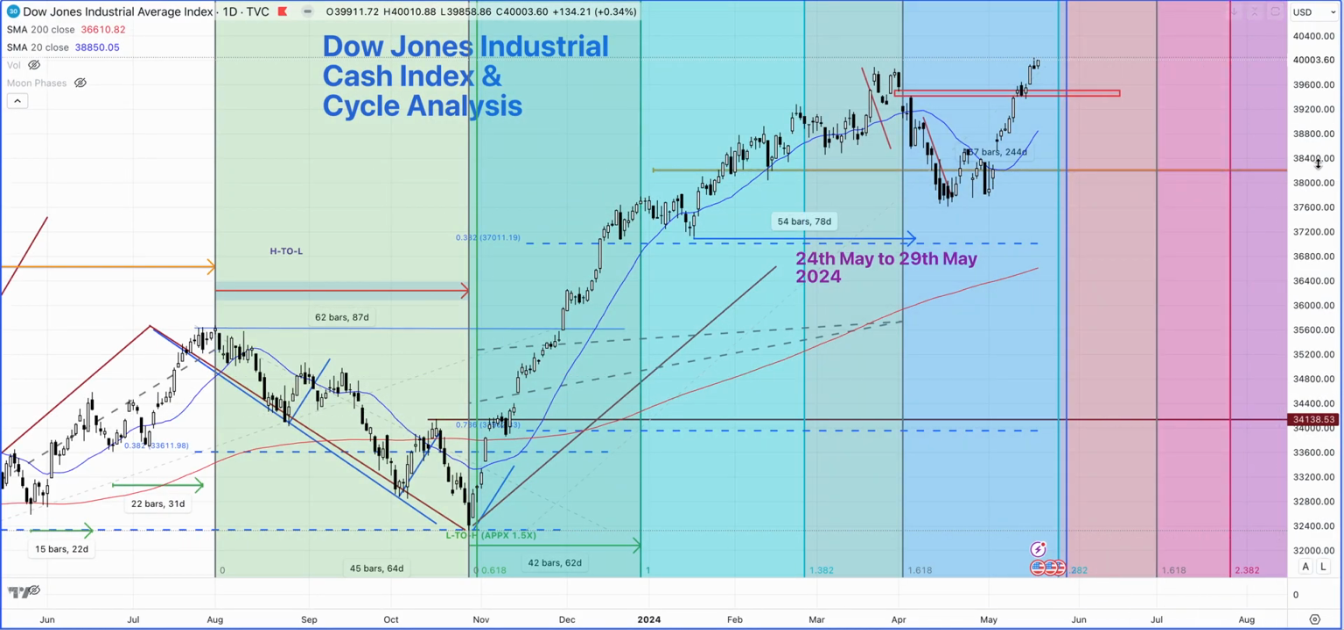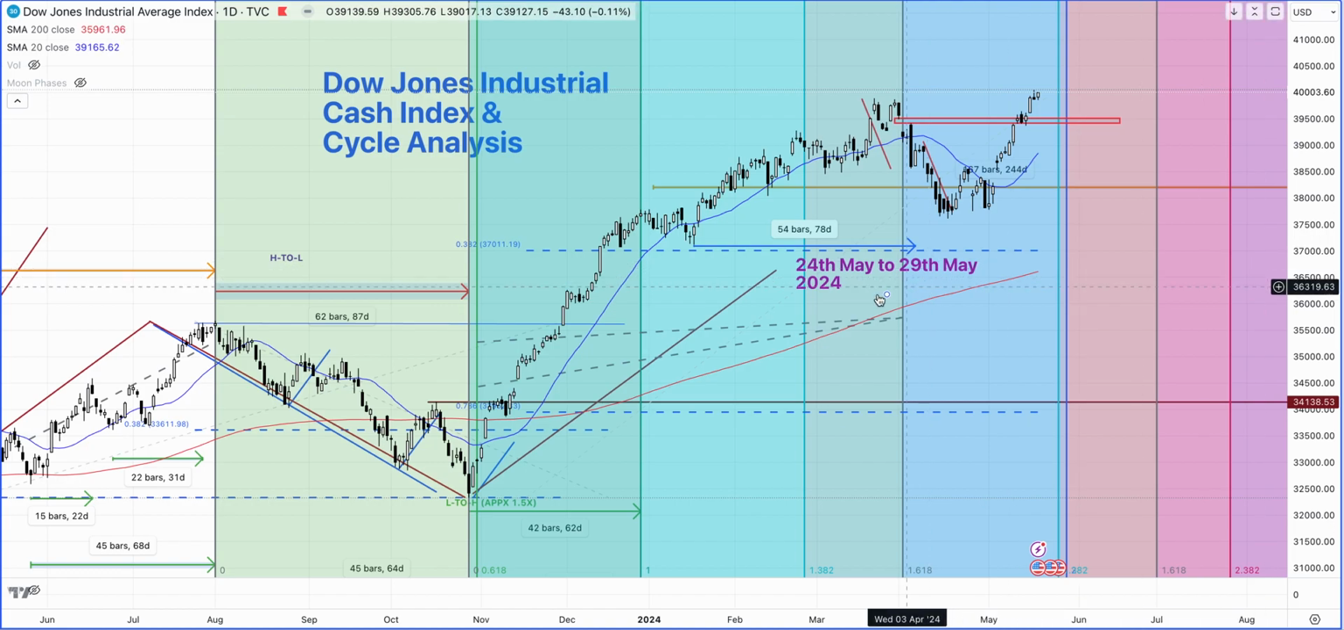This is the timing model that we have been following. It has a pretty decent record of calling in tops. The recent one being a minor top around the end of February, so 23rd. And then the market just went sideways, essentially a little bit lower and sideways.